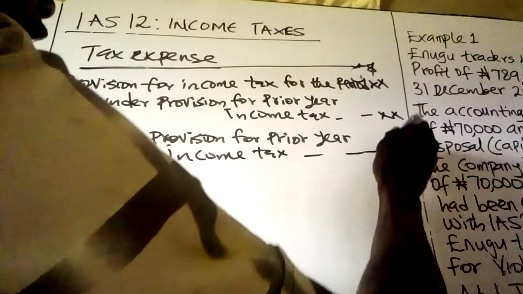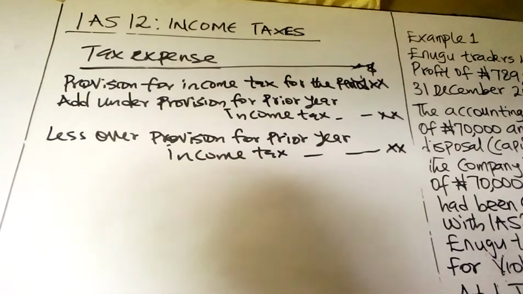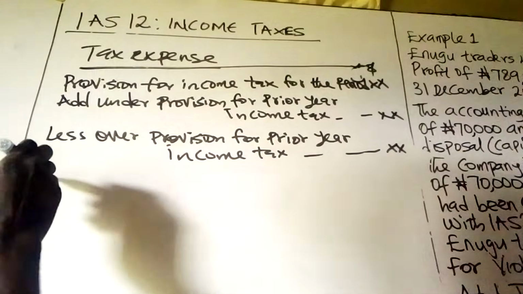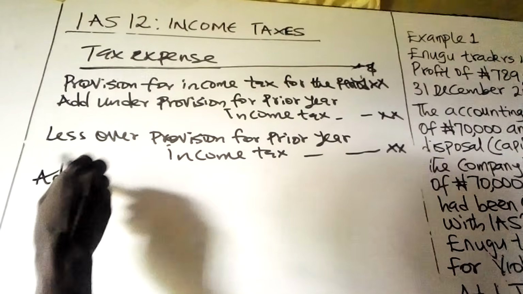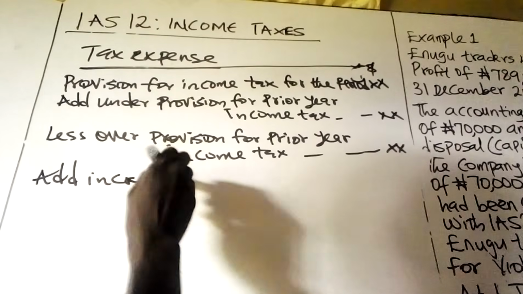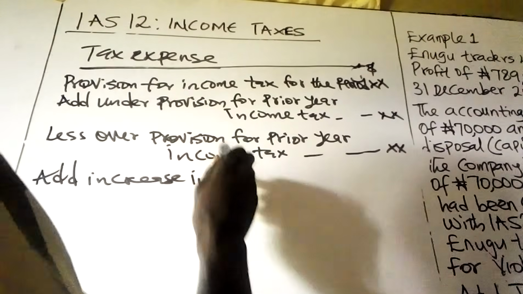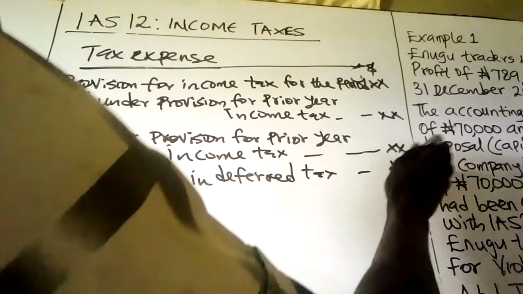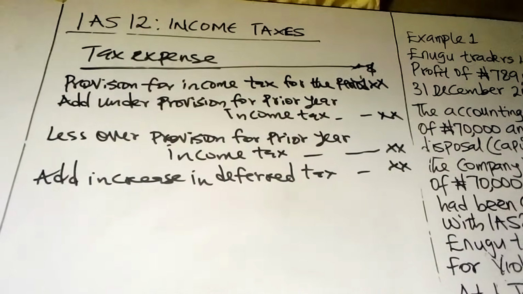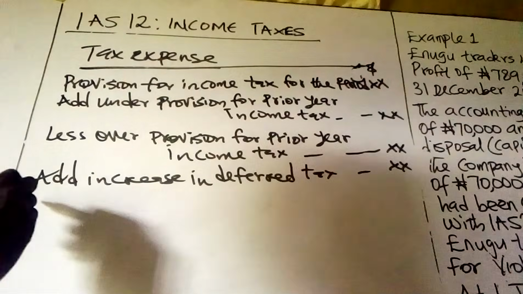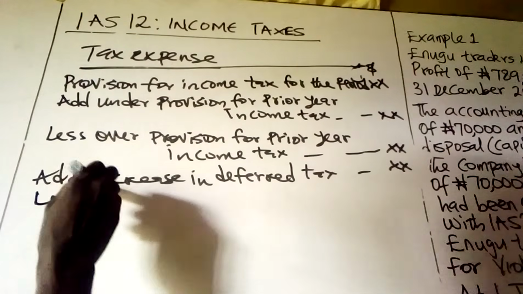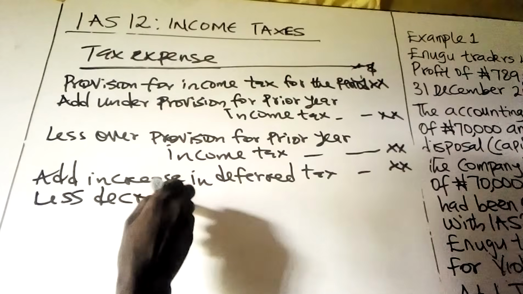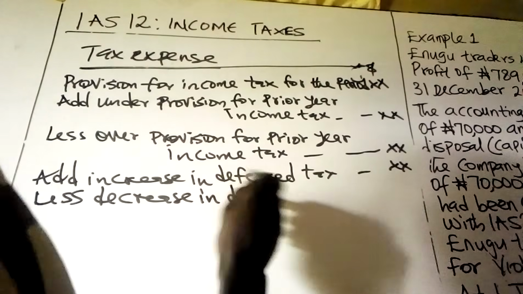You less over provision. Then you now add increase in deferred tax. Increase in deferred tax should be added. Then you less decrease in deferred tax.